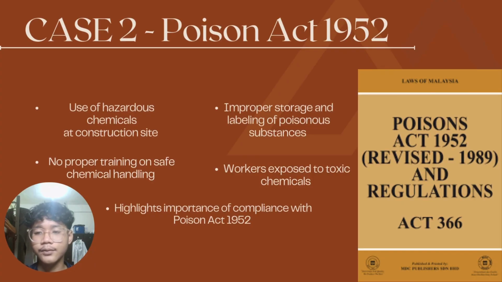There were no proper safety measures such as secure storage, controlled access or worker training on safe handling of poisonous substances. As a result, workers were exposed to toxic chemicals which could cause poisoning, skin irritation, respiratory problems or long-term health effects. This case shows the importance of complying with the Poison Act 1952, where employers must ensure proper labeling, storage, handling and supervision of poisonous substances to protect workers' health and prevent chemical-related incidents at the workplace.